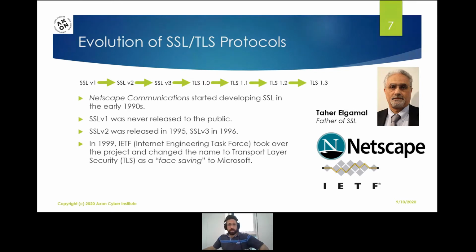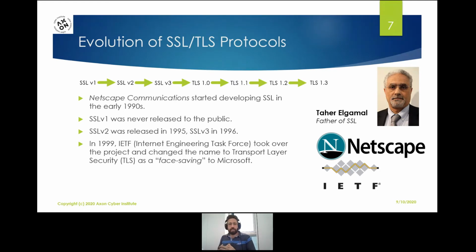In 1999, a non-profit organization called IETF, the Internet Engineering Task Force, which is the same organization that has developed almost every open standard TCP/IP protocol at every layer, from HTTP to DHCP to ARP to IP, TCP and UDP and so on, took over this protocol, the SSL protocol.